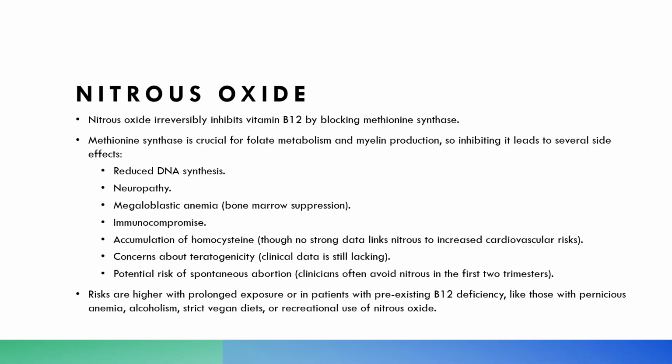All right. So other things that nitrous does. It irreversibly inhibits vitamin B12 by blocking methionine synthase. Okay. So methionine synthase is an enzyme that's crucial for folate metabolism and myelin production. Well, we know that's important, and we know folate's important. Folic acid, we probably heard a lot of talk about that if you've ever had a baby or had somebody that you know has been pregnant. And myelin, that's that fancy stuff that, you know, surrounds our nerves and makes them work better.